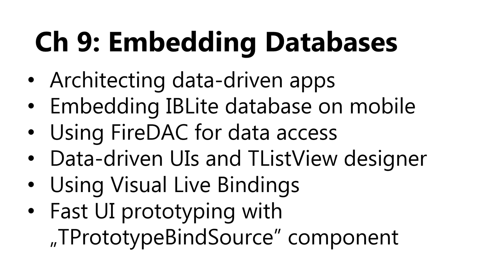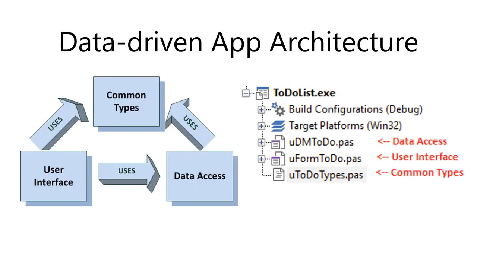The to-do list application is introduced as an example of a properly architected data-driven app with a clear separation between the user interface and data access. So there are three different units.